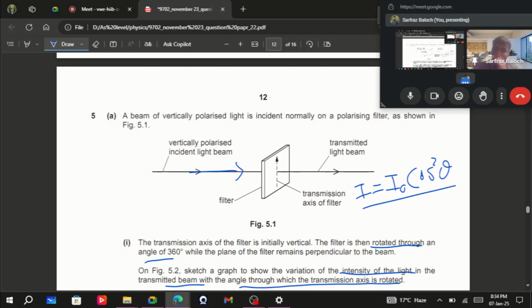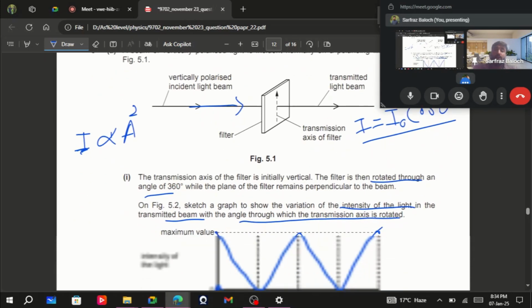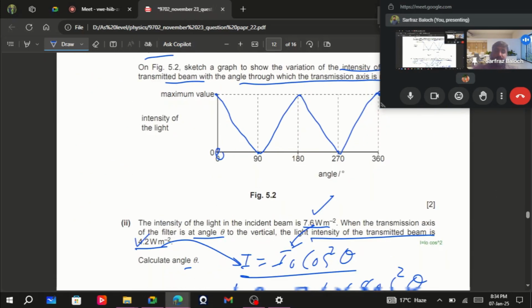So another thing, what is the relation between intensity and amplitude? Sorry, not velocity. Intensity and amplitude. Intensity is proportional to the square of the amplitude. Okay.